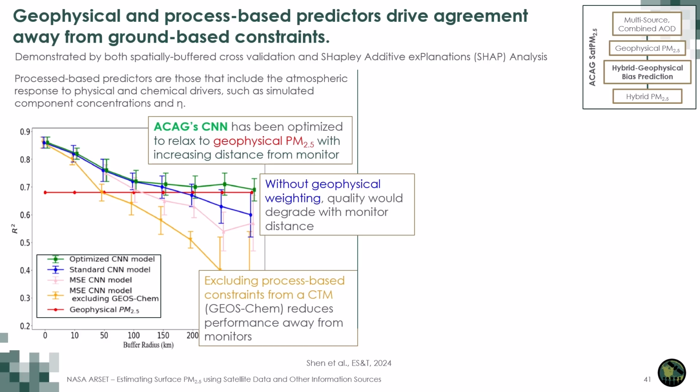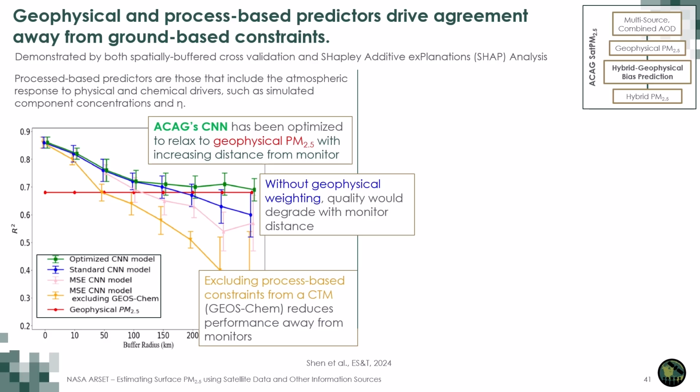On the left here, I've shown the effect on R squared of changes to buffer radius during our buffered cross-validation analysis. In effect, this can be interpreted as how the agreement of hybrid PM2.5 changes with distance from the nearest ground-based monitor for a series of different CNN models that were created during the development of our version 6 SAT-PM dataset. The agreement of a purely geophysical PM2.5 estimate, shown in red, is independent of monitor distance, as shown in the flat straight line. Interestingly, all the hybrid models we developed performed similarly at the monitor locations themselves.